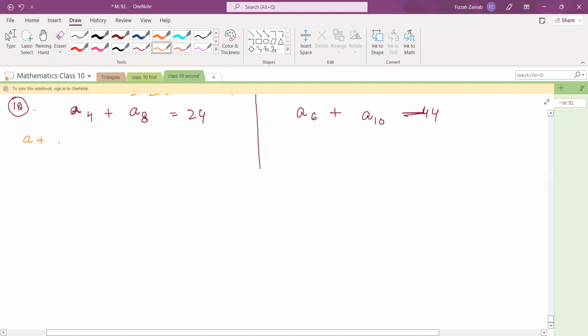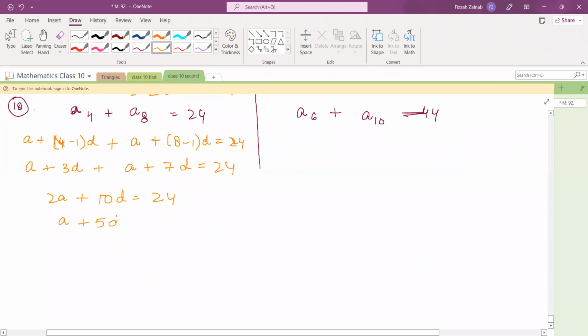A4 means A plus 4 minus 1 into D, and then plus A plus 8 minus 1 into D, that is 24. So A plus 3D plus A plus 7D is 24. 2A plus 10D is 24. So you can take 2 common. A plus 5D is equal to 12. That's your equation number 1.